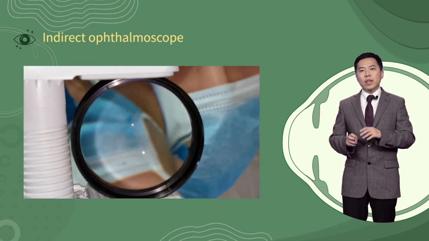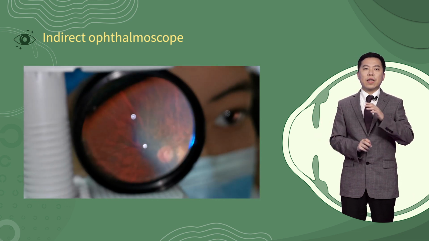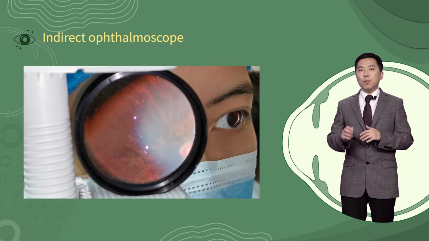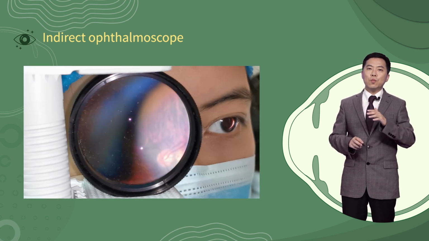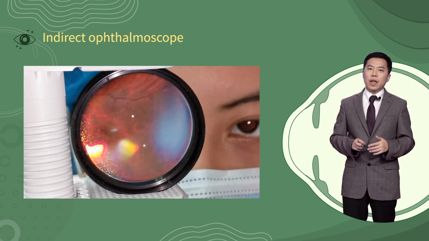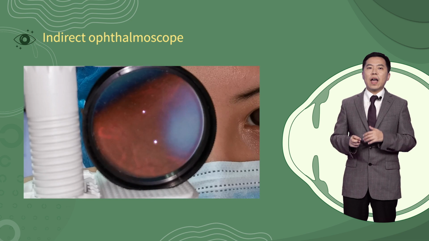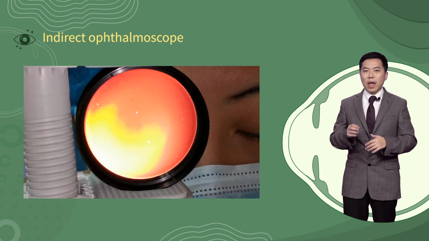The peripheral retina is viewed by asking the patient to look into different directions. It is important that the examiner also moves around the patient to obtain the best view of the retina, making sure that the illuminating light enters the eye at the most appropriate angle.